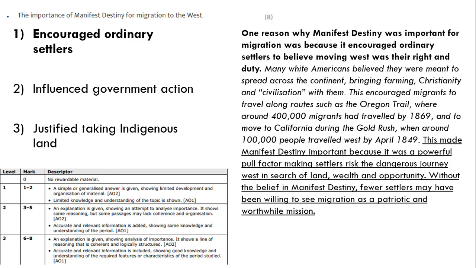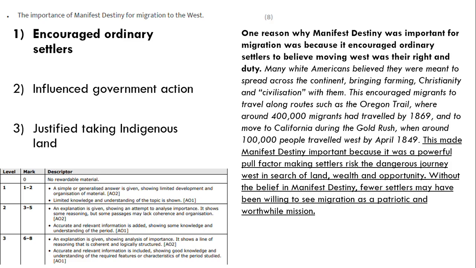1 reason why manifest destiny was important for migration was because it encouraged ordinary settlers to believe moving west was their right and duty. In italics, we have lots of good evidence. Many white Americans believed they were meant to spread across the continent, bringing farming, Christianity, and civilization with them. This encouraged migrants to travel along routes such as the Oregon Trail, where around 400,000 migrants had travelled by 1869, and to move to California during the gold rush, when around 100,000 people travelled west by April 1849.